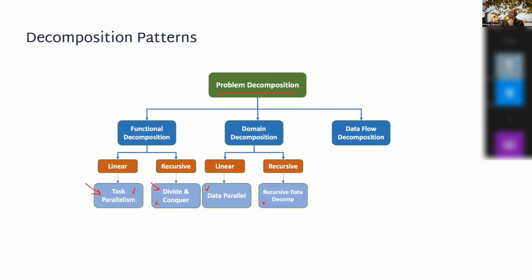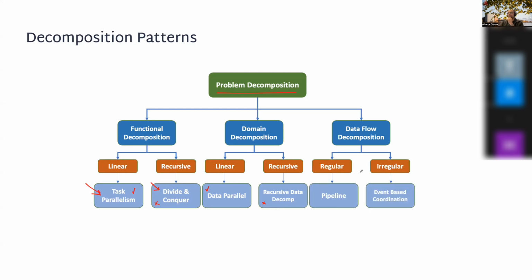And finally, you have the data flow decomposition. It can be divided into a regular one and an irregular one. The regular one uses pipeline parallelism, which we actually don't talk about, but I think we talked about it in the first lecture, if I remember correctly. And we have the irregular decomposition, which you can do using an event-based coordination method. We still don't talk about that part either, but there are different ways of decomposing a problem.